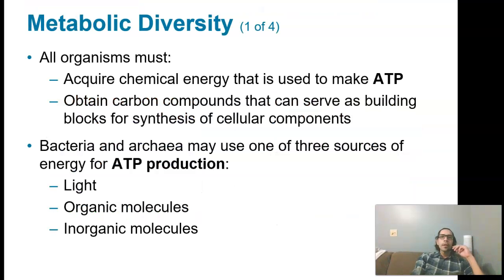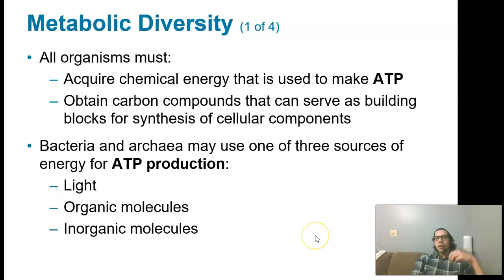All right, so moving on to metabolic diversity. All organisms must acquire chemical energy that's used to make ATP. And they also have to obtain carbon compounds that they use as building blocks to synthesize cellular components like DNA, RNA, proteins, and things like that.